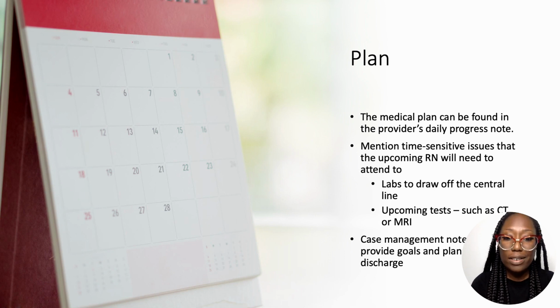Lastly, you want to mention the plan for that patient. This plan can be found in the provider's daily progress note. This gives the next nurse insight to how we're going to get this patient out. What are the things that I need to look for to intervene for the patient? What are the types of tests that we're waiting for? Being clear about the plan is very important.